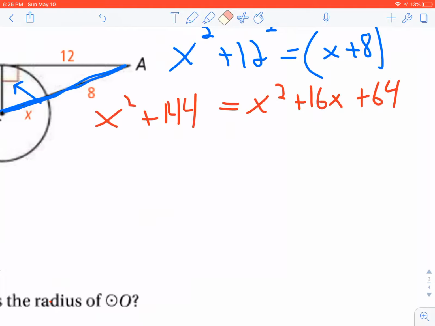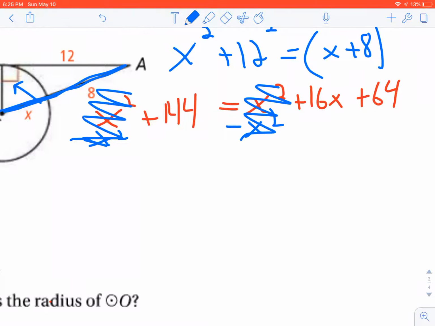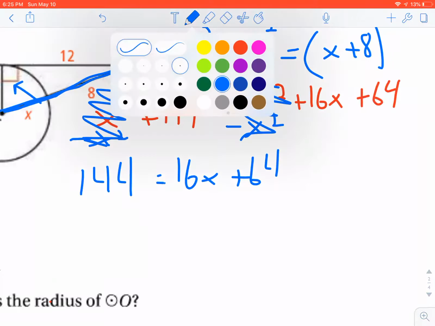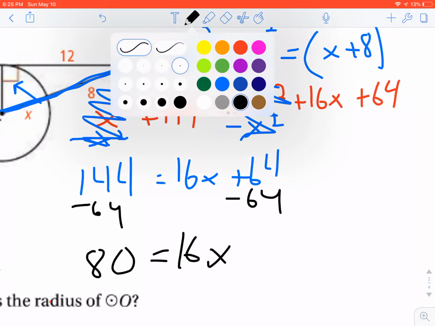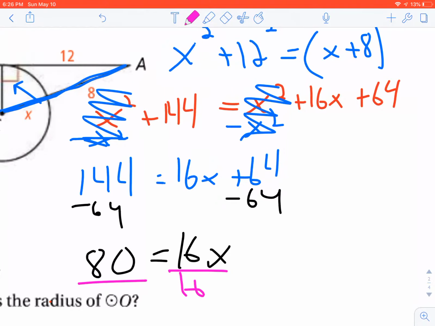And from looking at this, you're probably thinking, this is going to be terrible. Well, it really isn't. Solve for x. Get your x squareds all on one side, so I subtract my x squareds from both sides. Cancel, cancel. Now you're left with 144 is equal to 16x plus 64. It's not bad at all. Subtract your 64 from both sides. When you do that, you get, I think, 80 is equal to 16x. And then divide both sides by 16. And I believe you get 5.